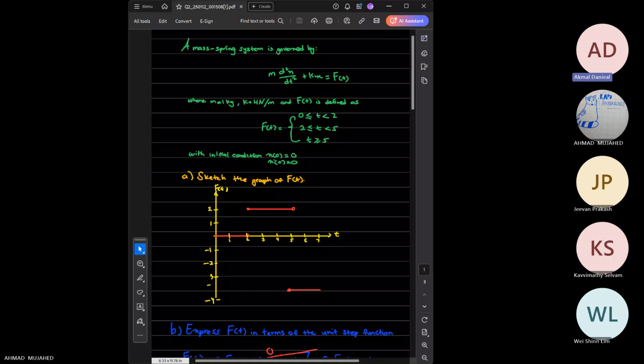Assalamualaikum and good evening, everyone. So, I'm here to present question number 2, which is about a vibration-free system. Given m d²s over dt² plus kx equal to f(t), where m equals 1 kg and k equals 4 N per m, and f(t) is defined as what's in the question.